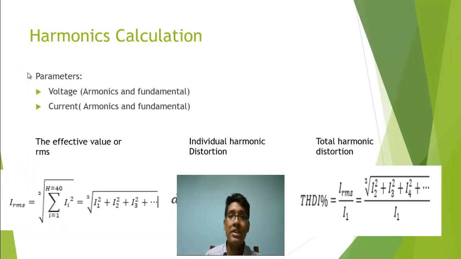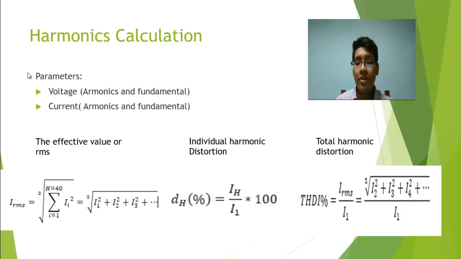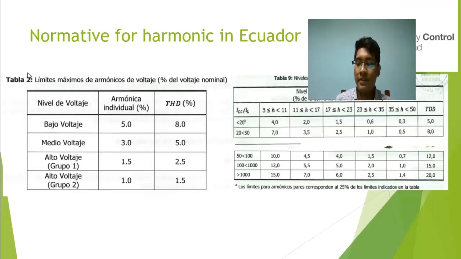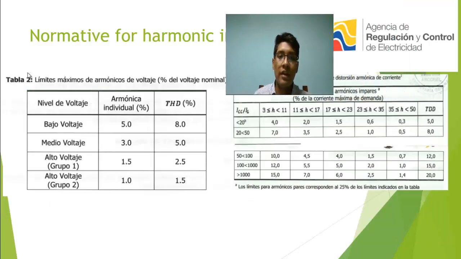The effective value, which is the square root of the sum of the squares of the current values. The individual harmonic distortion, which is the percentage that each of the harmonics has with respect to the fundamental current or voltage, and the total harmonic distortion. It's a ratio of the harmonic residual component divided by the fundamental component.